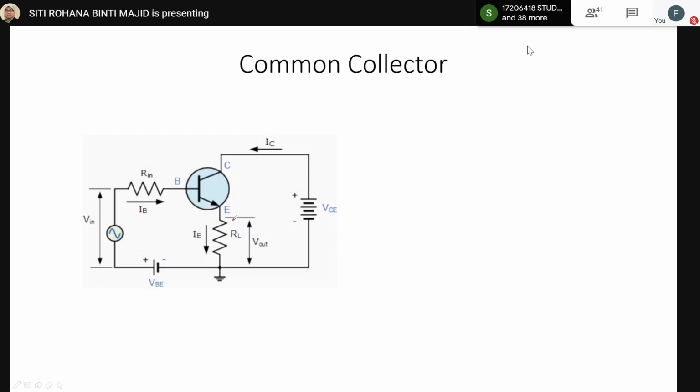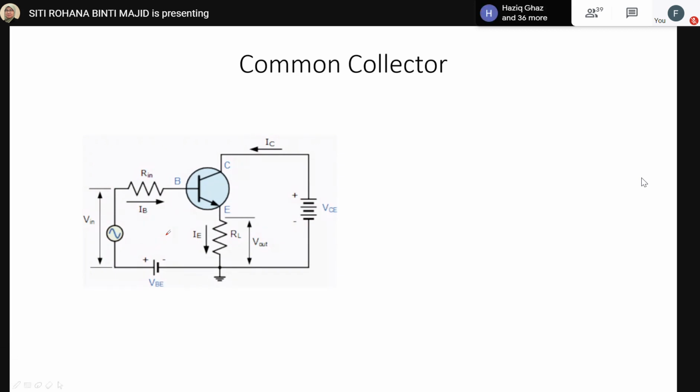This is the diagram of a simple BJT circuit, in which we know whether the BJT is NPN or PNP based on the arrow indicated in this circuit diagram. And for common collector, we can see that the collector terminal is grounded and set as a common terminal for both input and output of the transistor.